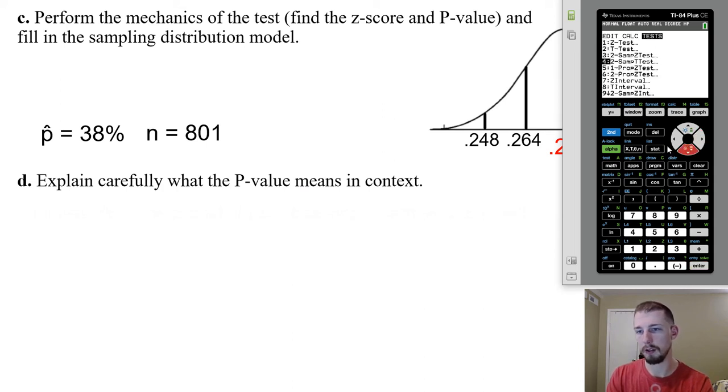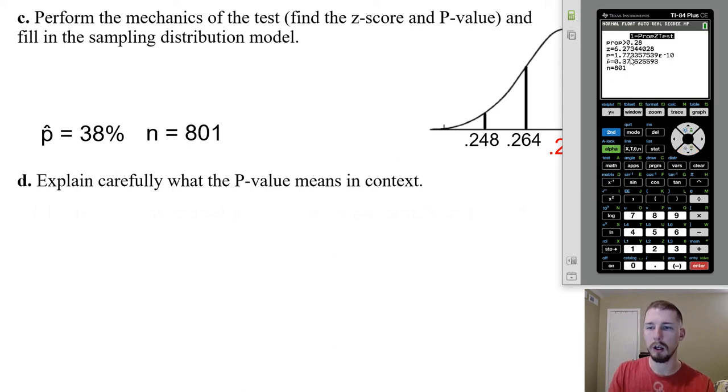So stat, 1 proportion z-test, all this is still the same. There we go. So our p-value is 1.78 times 10 to the negative 10th power. All right. Carefully explain what the p-value means in context.